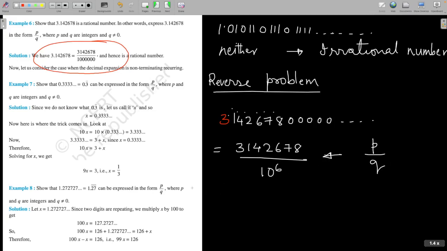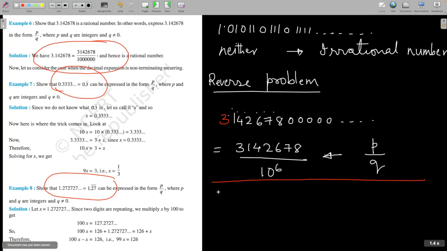How about these two examples, which are recurring? Our understanding now is that this is a rational as well as this is a rational. So can I make it into the form p by q? So let me just do both the problems very fast. These are nice, well-known problems. I might be doing exactly as the book or slightly different.